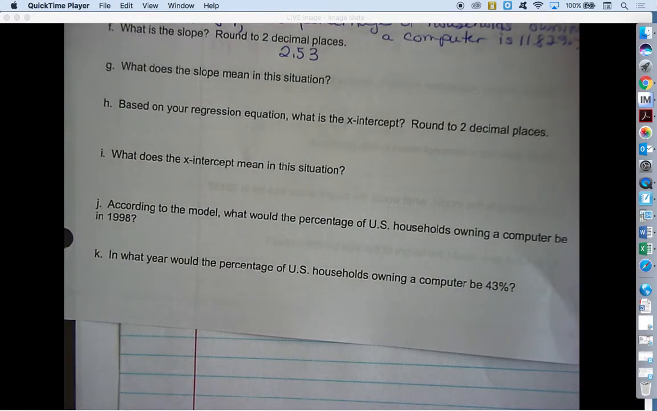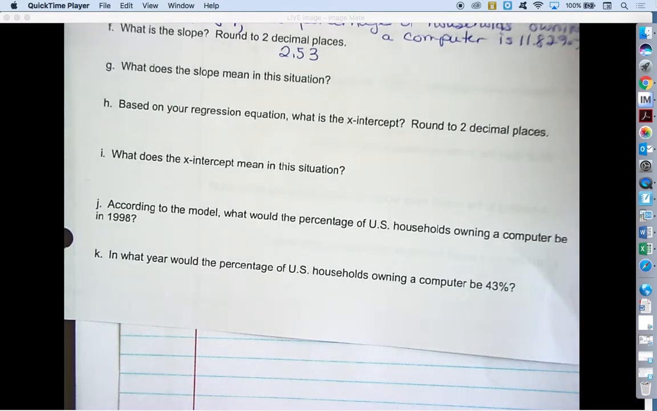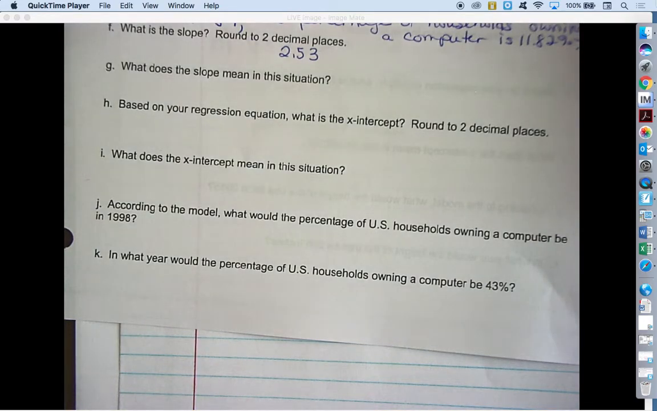In what year would the percentage of U.S. households be 43%? So who came up with a year for 43%? Danielle, do you have a year? Or did you get a number? So the last question at the bottom. 1996. Yeah. So we're talking about 12 years. You plug in a 43 for Y. You solve for X. You get 12.32, which is 1996. Any questions on the front?